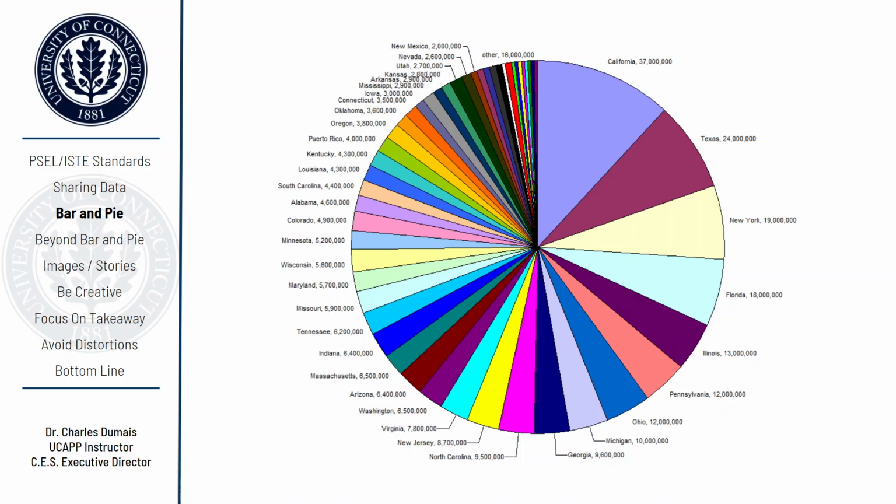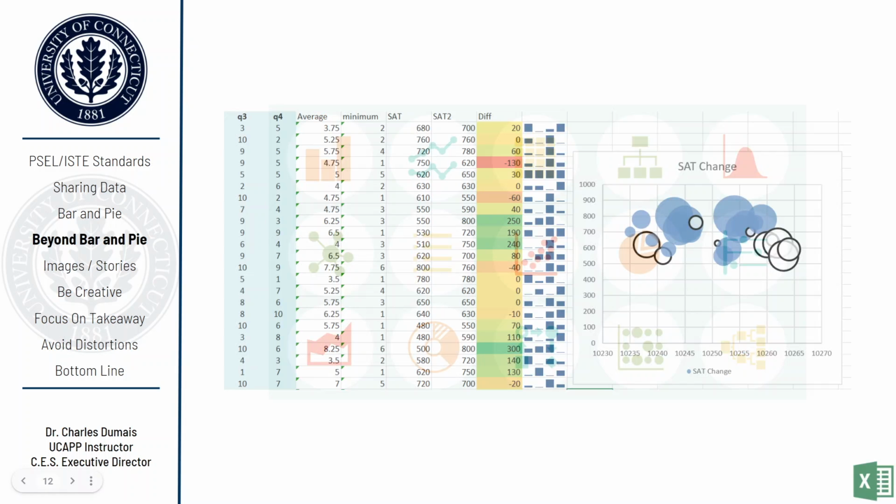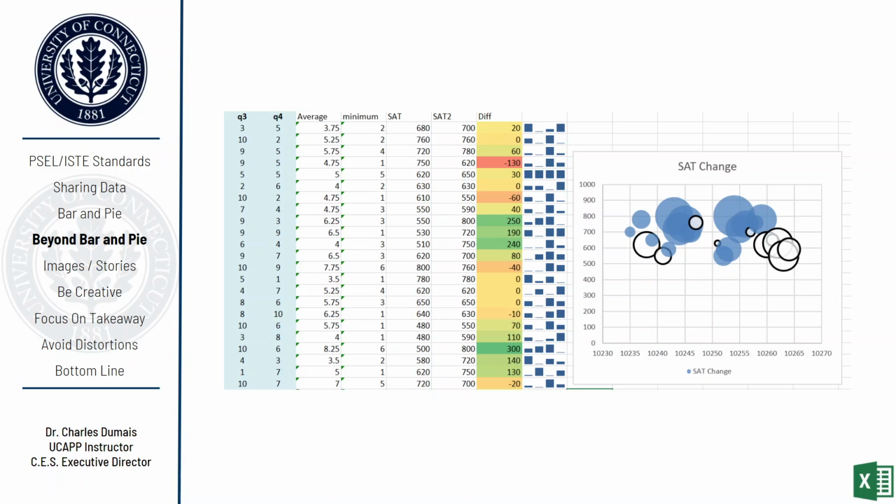Why stick with just bar and pie charts or bar and pie graphs when there's so many other options for presenting data? So I'd like to show you a couple that are either raw data that's just been accentuated or different formats to show the data in.